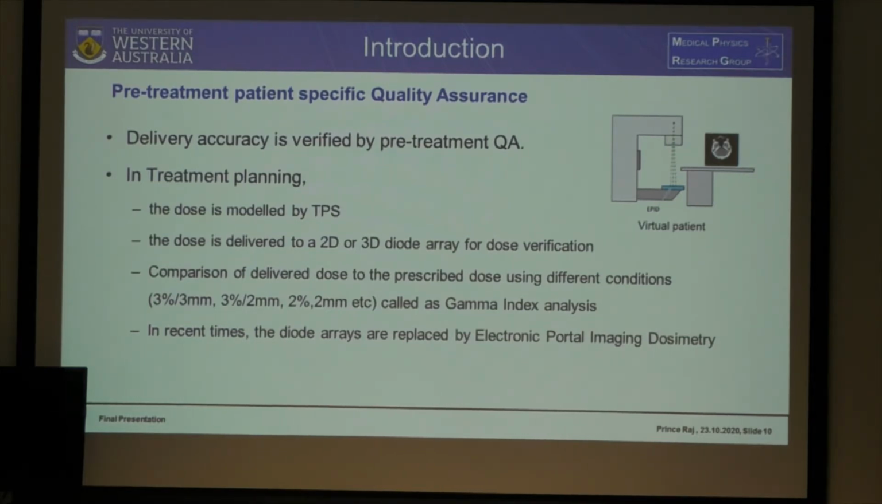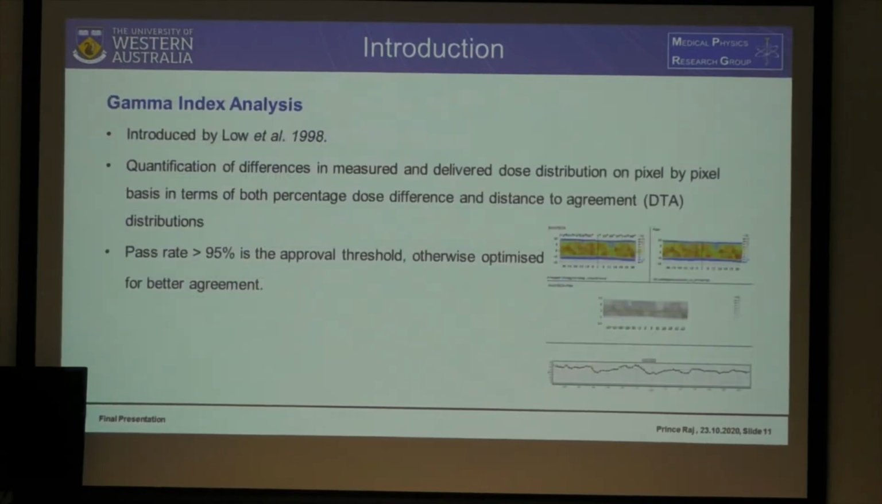However, these diode arrays have recently been replaced by EPIDs, and in terms of our project, most of the plans were delivered in EPIDs. Gamma index analysis was introduced by Low et al. in 1998, which is basically the quantification of the dose difference between predicted and measured values, and it is measured in terms of dose differences and also distance to agreement. Pass rates above 95% are acceptable in clinical practice, which is the same as still used in Charles Gordon Hospital.